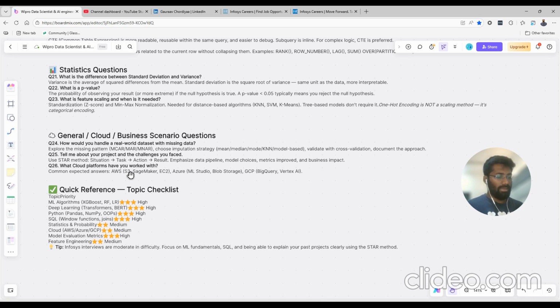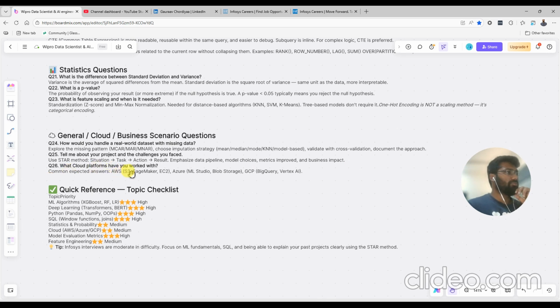And by building this pipeline, what benefit did my company get? Was I able to retain those customers? Out of 100, I'm able to retain 5, 10, 8, whatever. So this is how you give your answer. Emphasize data pipeline, model choice, metrics involvement, and business impact. This is how you give the answer.